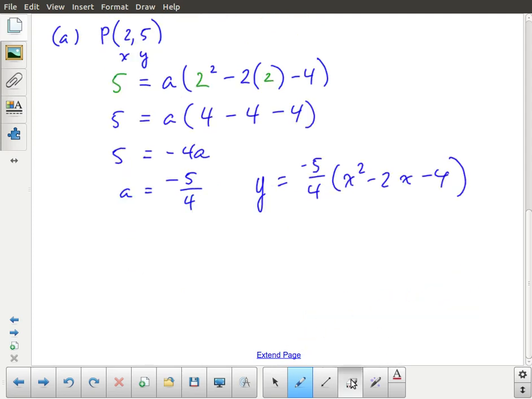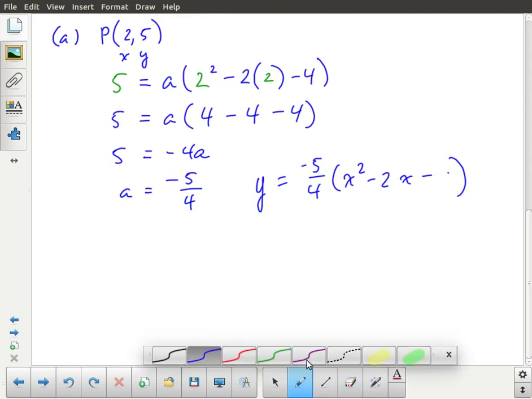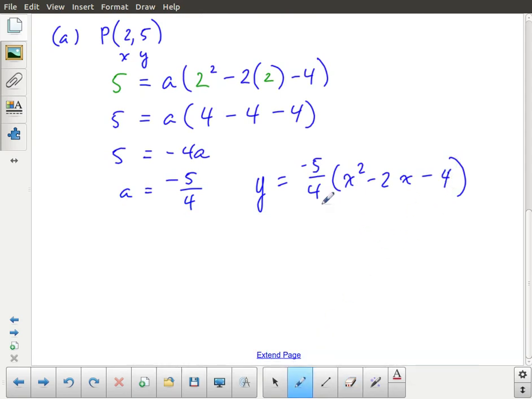And what I really should do now, because the question does ask for it in standard form, is I have to expand out this bracket. So I end up with y equals negative 5 over 4 x squared. Negative times a negative is positive, but I'm going to just take my time here. So this is going to be 5 times 2x over 4, and then the negative times a negative is positive 5 times 4 over 4.